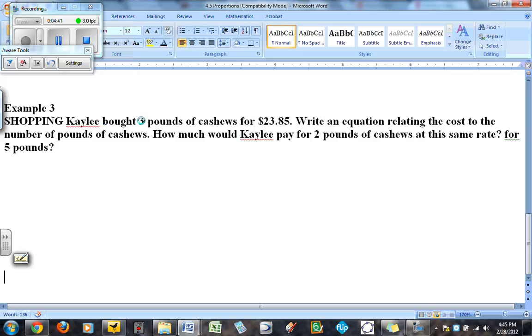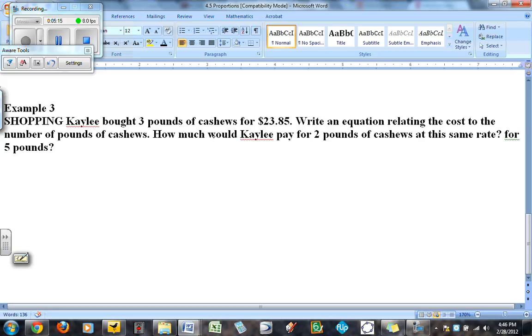It says Kaylee bought 3 pounds of cashews for $23.85. Write an equation relating the cost to the number of pounds of cashews. How much would Kaylee pay for 2 pounds of cashews at the same rate, and for 5 pounds? There's a myth that some of you have heard that buying in bulk saves you money. That is true in some cases, but not always. A lot of times they're not going to follow a specific rate like we have here, and sometimes they do. But I'm going to show you a specific rate here.